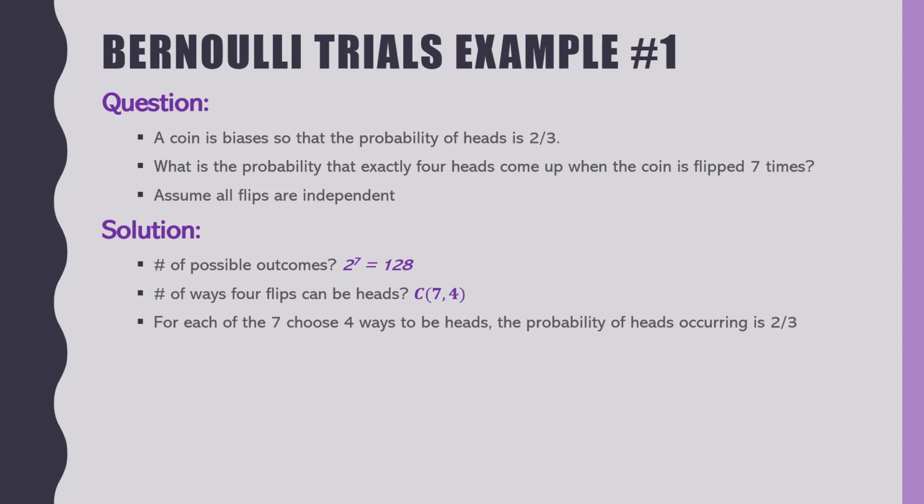For each of those 7 choose 4 ways, the probability of heads occurring is 2/3 of the time. So for each of the 4 heads, the probability of actually getting that head is 2/3. Do you guys agree with that? That's just our original example. And the probability of tails is 1/3.